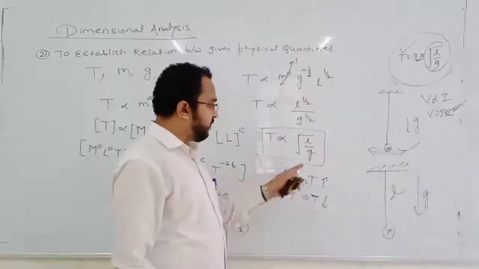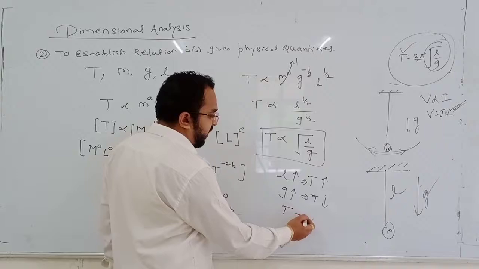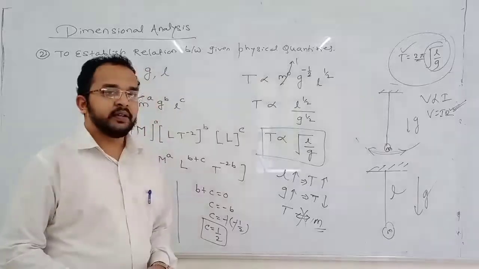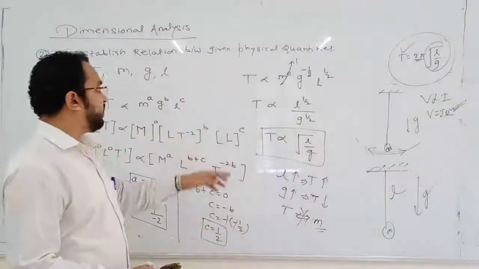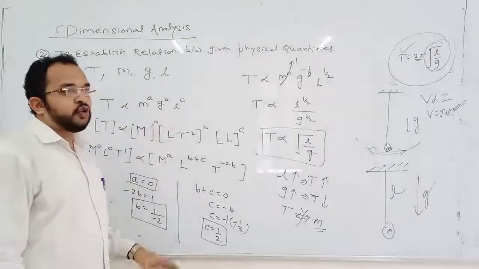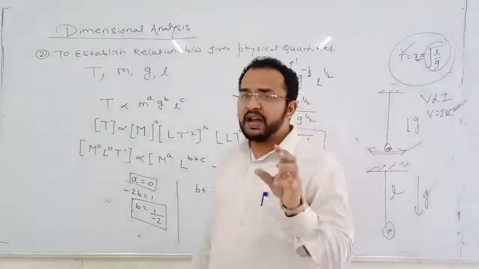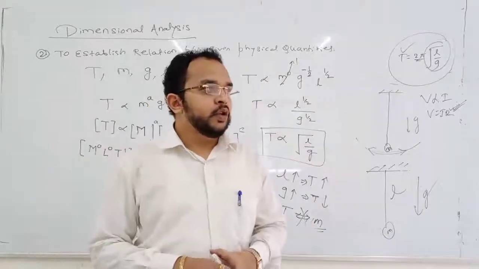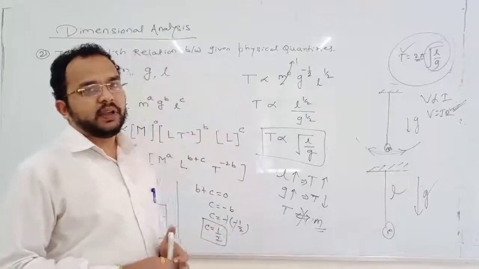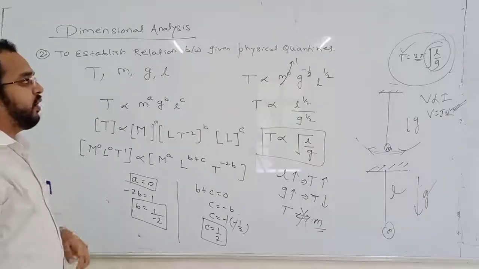So length increases, time increases. But g increases, time period will decrease. And time period is independent of mass. Mass does not appear anywhere in the equation; it has become m to the power 0 because the value of a is 0. So however large a mass you attach, it will not affect it, and however small a mass you attach. So time period of pendulum is independent of mass of the bob of the pendulum. So this is the second application to establish the relation between given physical quantities.